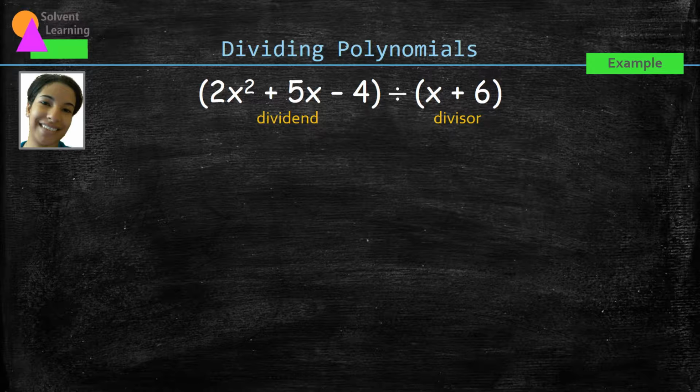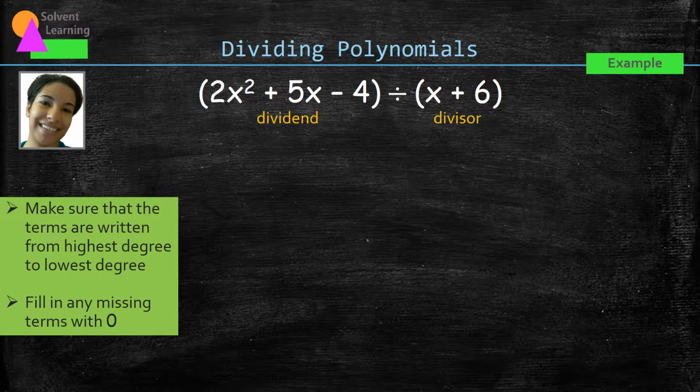And it's very important to be able to identify which is the dividend and which is the divisor when we go to set this problem up for long division. Before we do set it up for long division, we need to make sure that the terms in each polynomial are written from highest degree down to lowest degree. And if there are any missing terms, we fill them in with a 0.